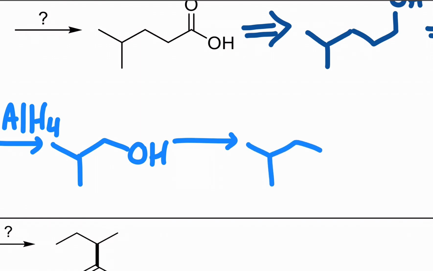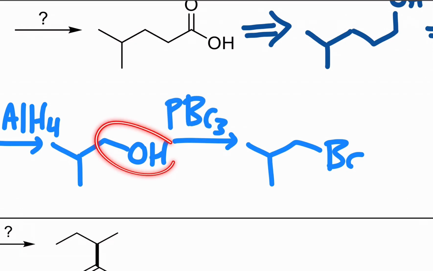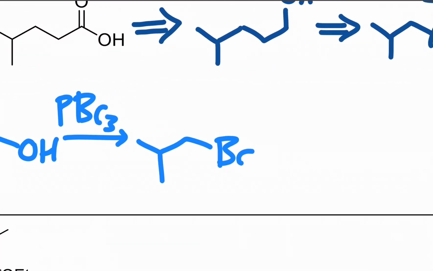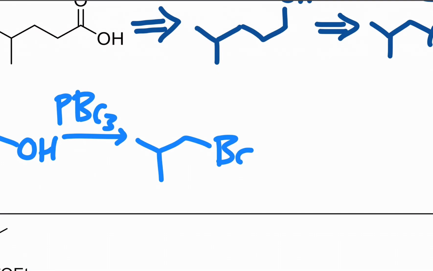We want to turn that alcohol into a bromide. What reagents do we use for that? Phosphorus tribromide. This is a primary alcohol, so we don't use HBr. We'll use PBr3 instead. That's better for less substituted alcohols because there's an SN2 element to the mechanism.